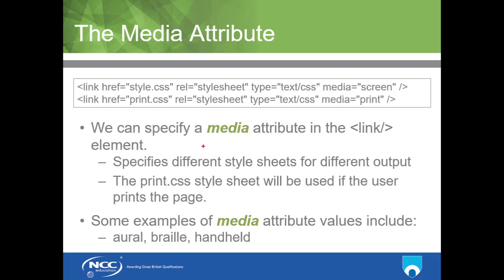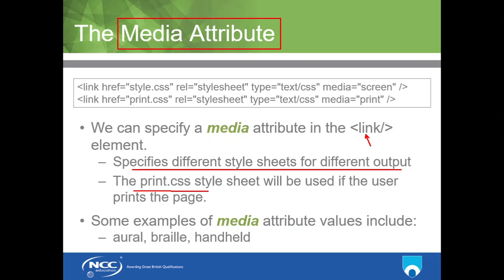Okay, so the media attribute is an important one that is used for accessibility. Normally it uses the link element. So it specifies the different style sheets for different output. So for example, print.css style sheet will be used if the user prints the page. Some examples of media attributes also include aural, braille, and handheld. Now, we can have different style sheets for different things.